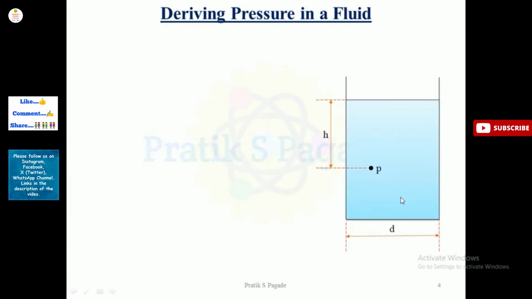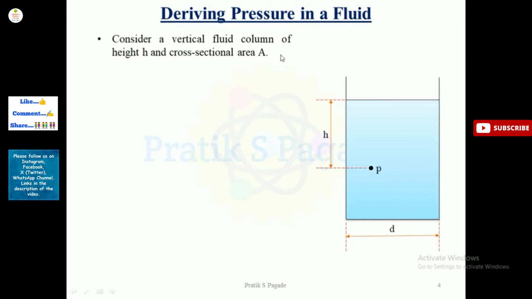Now let's see deriving pressure in a fluid. Suppose this is a container having diameter d, and the area of this container will be pi by 4 into d square. Suppose this is a point, and at that point we need to calculate the pressure, and this point is at height h from the liquid top level, as you can see here. Consider a vertical fluid column of height h and cross-sectional area A equal to pi by 4 into d square.